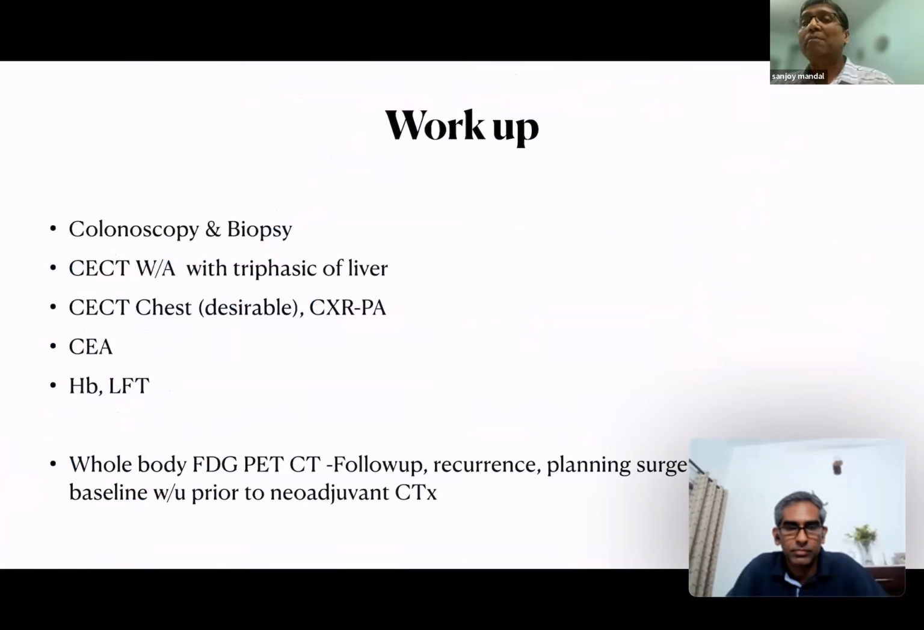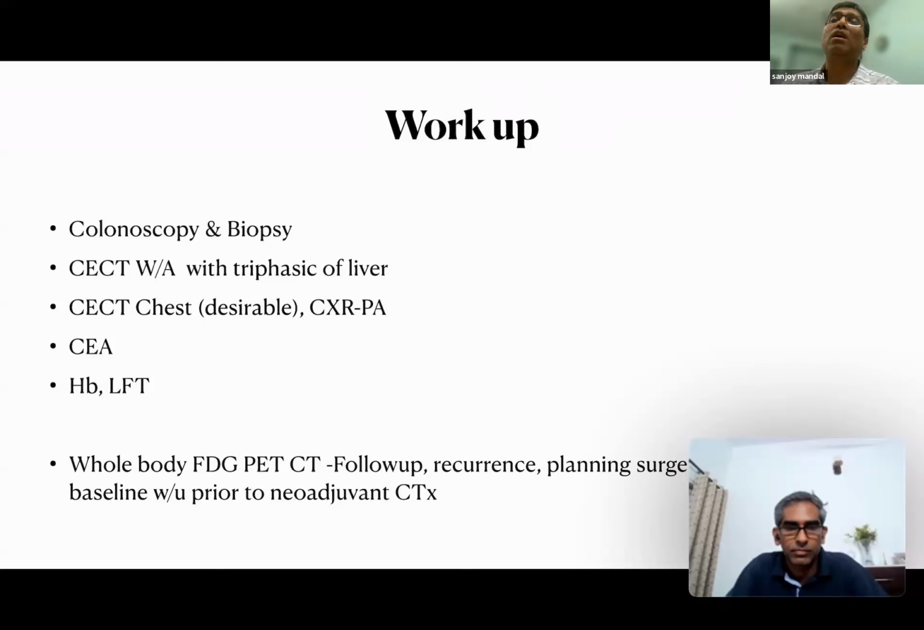Now, coming to workup, these patients would obviously have had a colonoscopy and biopsy. On colonoscopy, if you have a growth in either the left or the right colon, you would look at what the biopsy is, but even if the biopsy is negative, you would still consider them as potentially malignant and work them up.